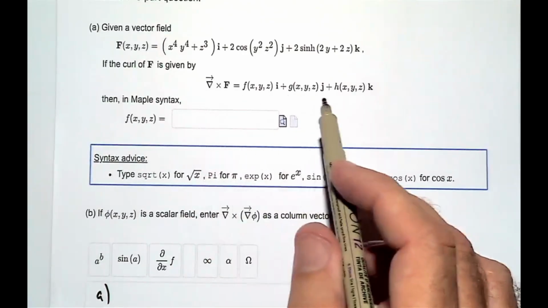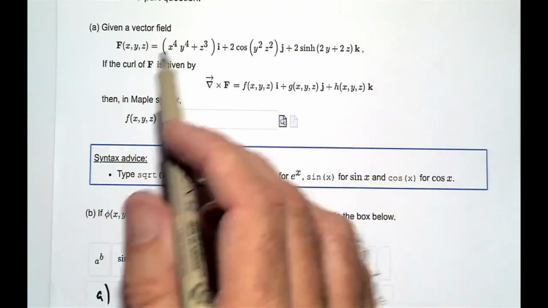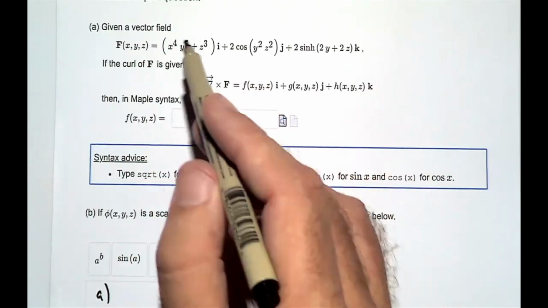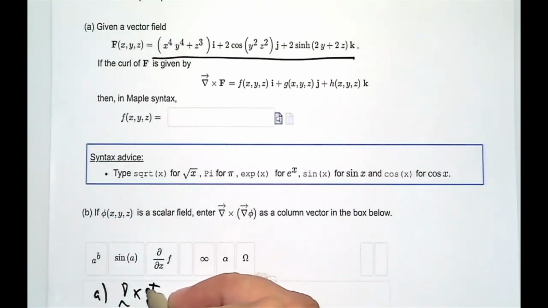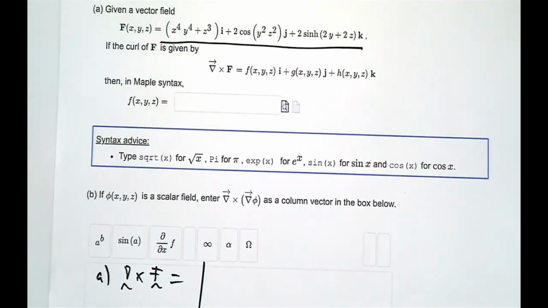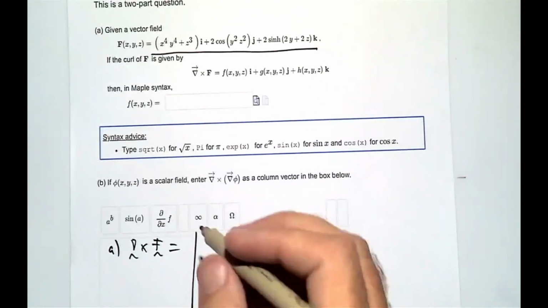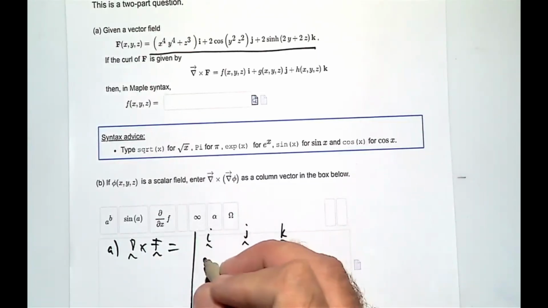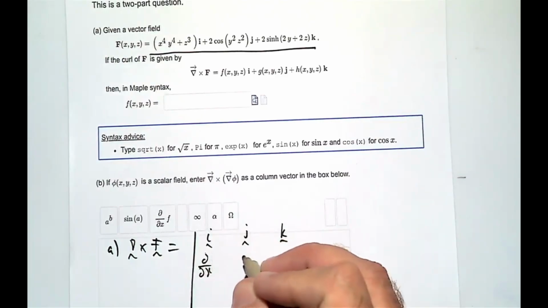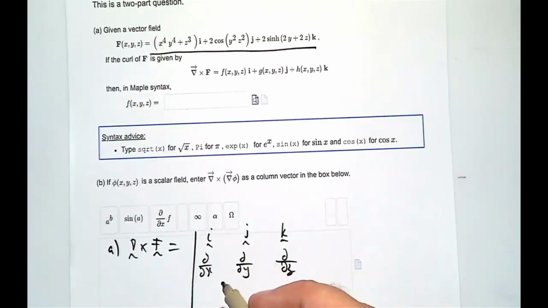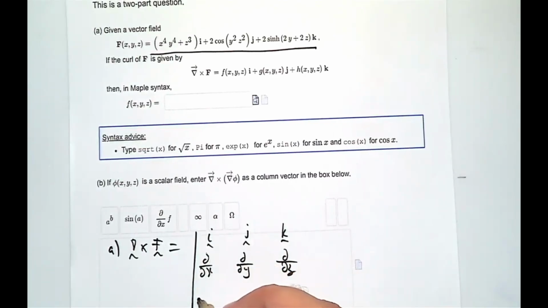All right, so here's our curl. Can I keep it in there? Yeah. And then you've got the components. Can I squish them in?